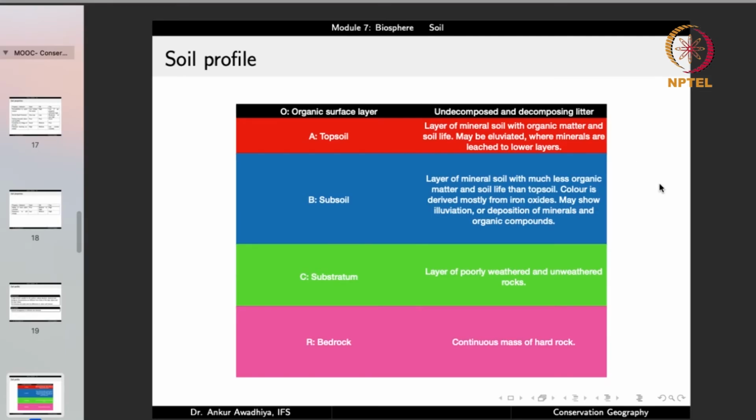Color is derived mostly from iron oxides, and it may show elevation or deposition of minerals and organic compounds. So the things that were removed from the topsoil may get deposited in the subsoil.